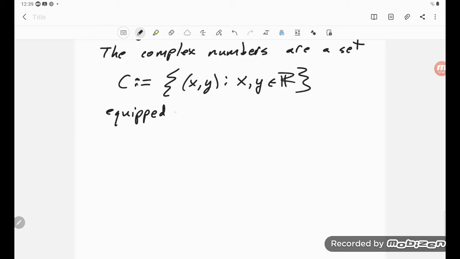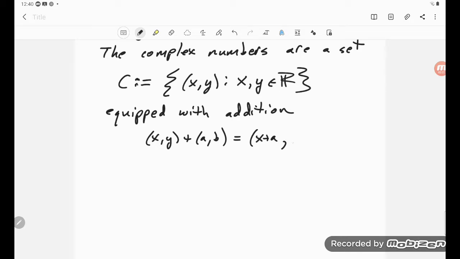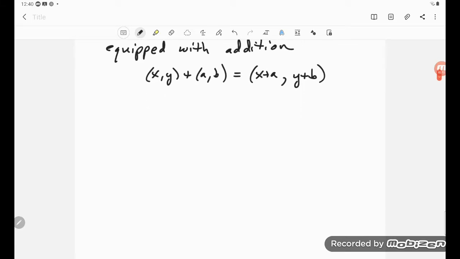But they say they're a set, C, but here we're going to give a definition of addition. So, equipped with addition. Now the addition, as you look at it here, looks pretty normal. So if I take an XY plus some AB, I get what you would think you would get, I guess, X plus A and then Y plus B.